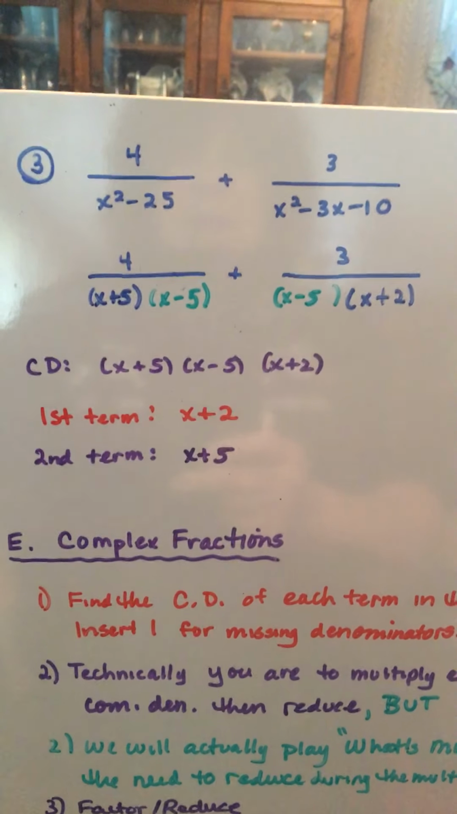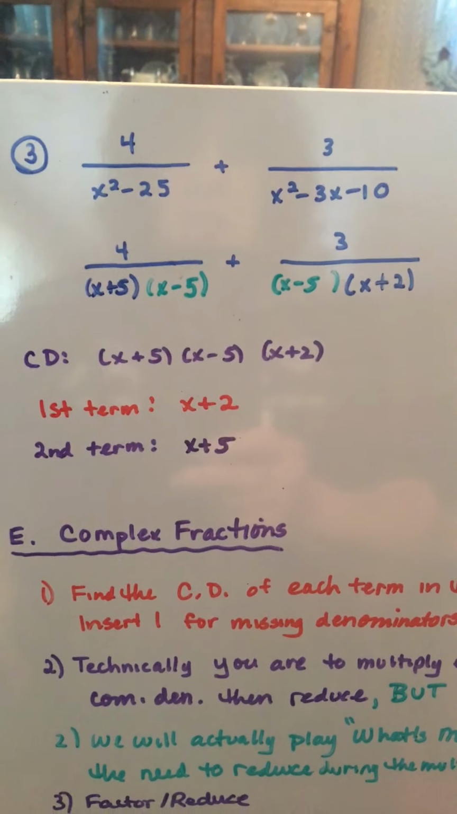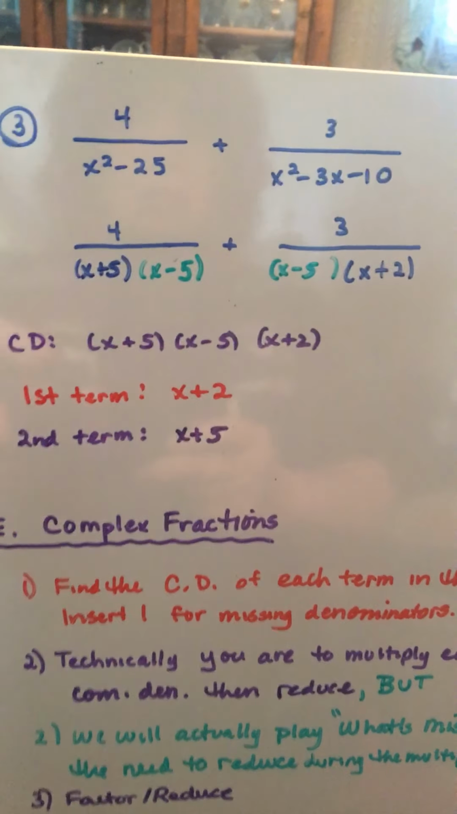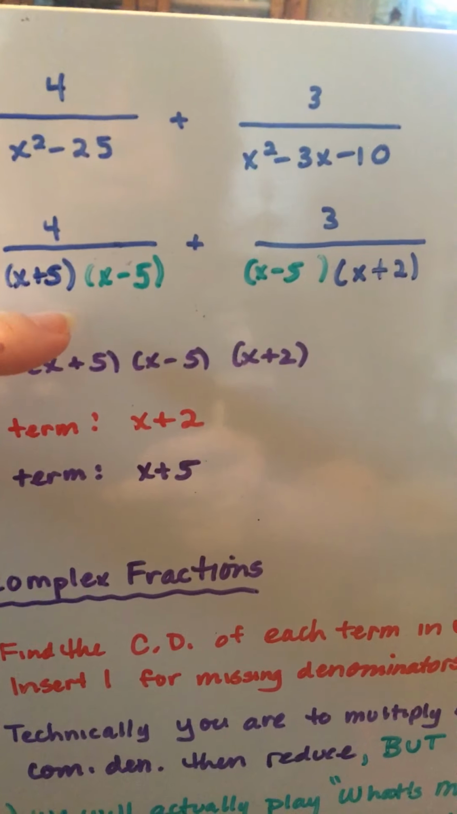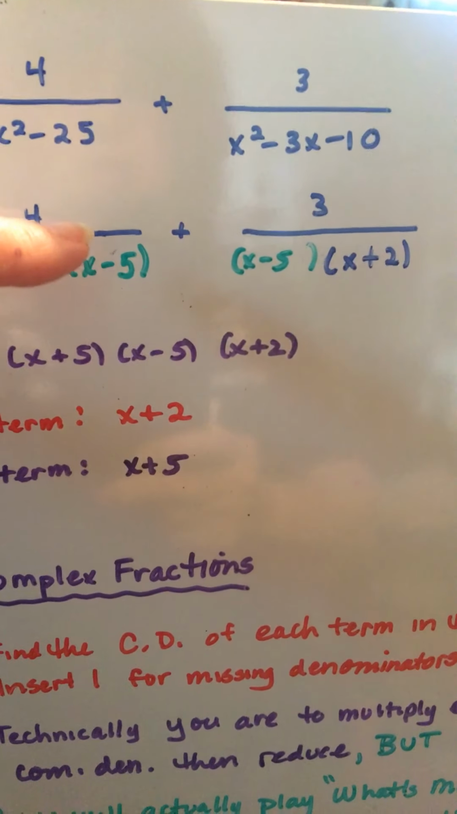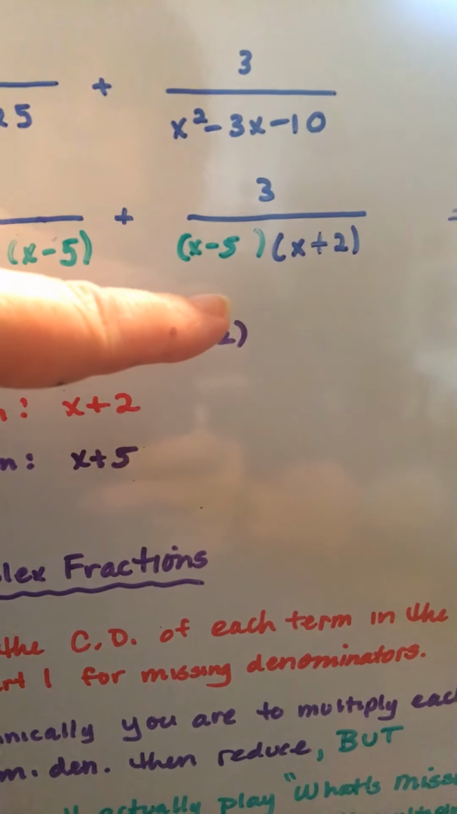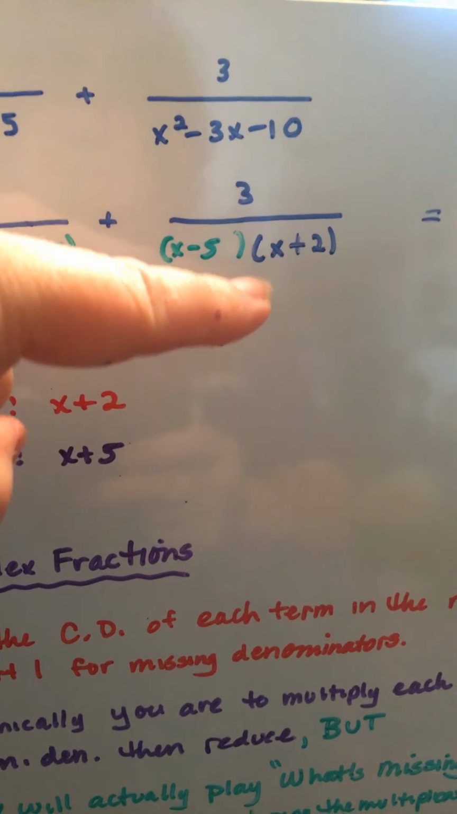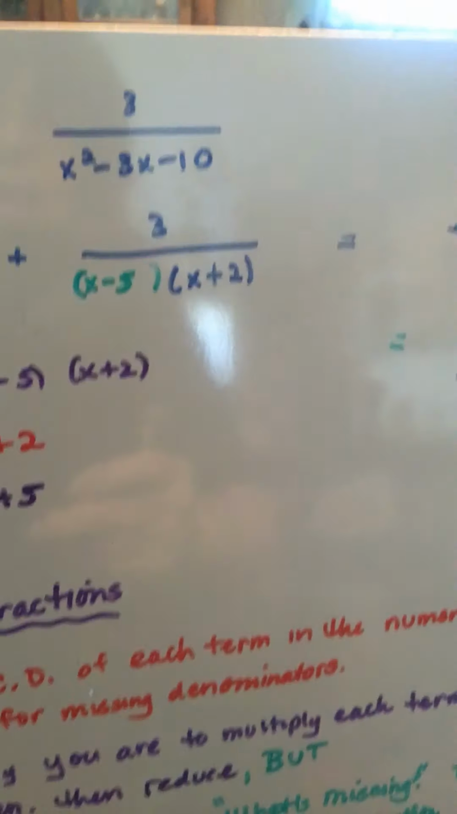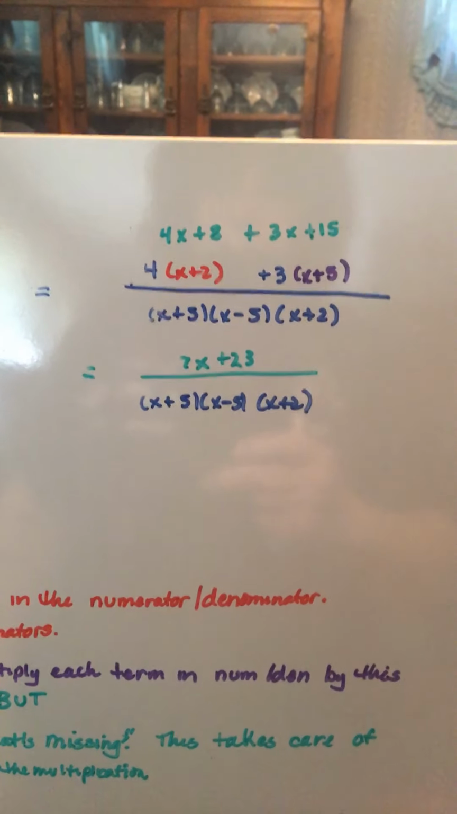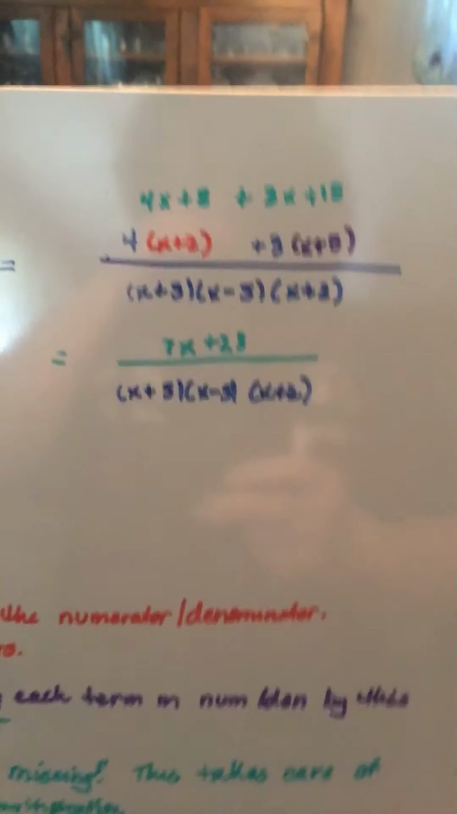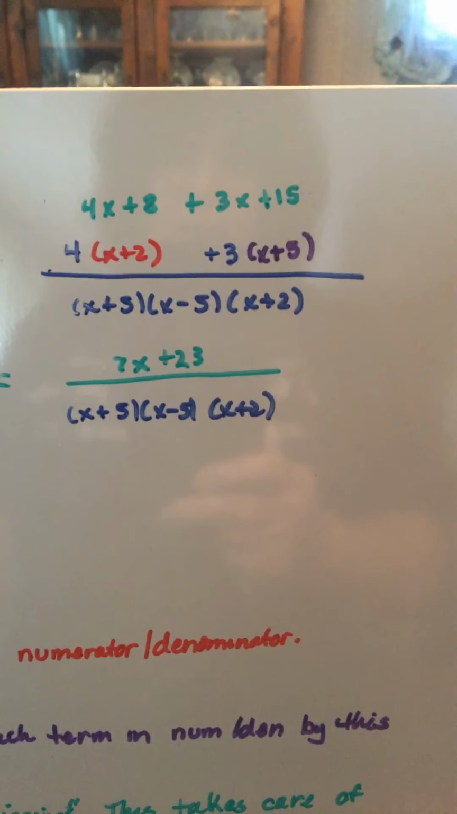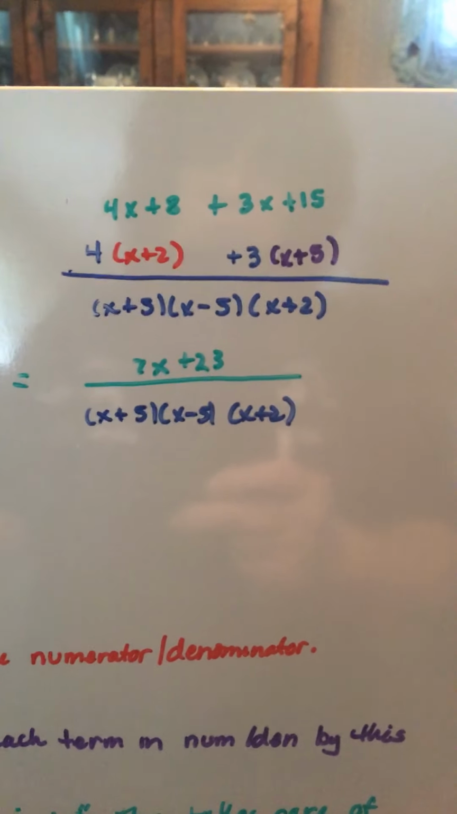Next one. Again, what am I going to do? Find the common denominator after I factored. What do I notice? This denominator needs an x plus 2, hence 4 is missing x plus 2. This one needs x plus 5, hence 3 is missing x plus 5. So I put them in, I distributed, I combined, excuse me, no, nothing factors and reduces. Typical, kind of like a textbook problem.